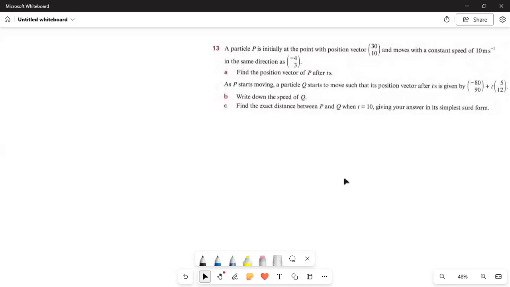We're doing question number 13, chapter 13, vectors. This is the last question of this chapter. Okay, so this is a pretty straightforward question.